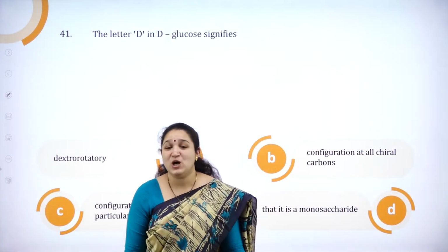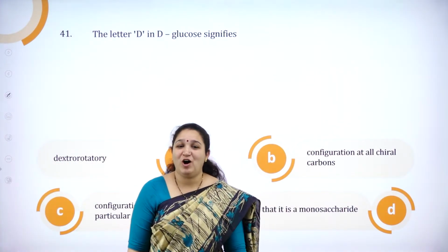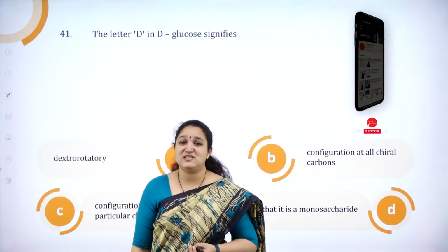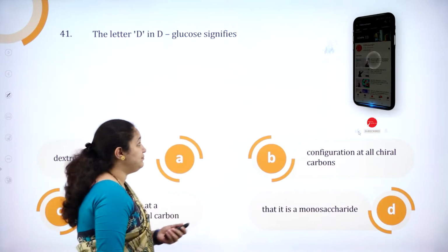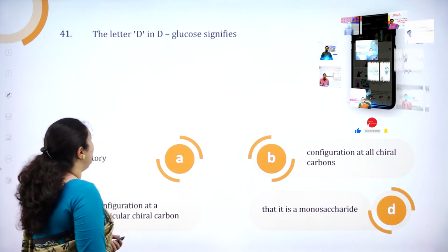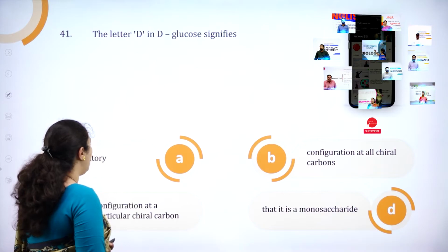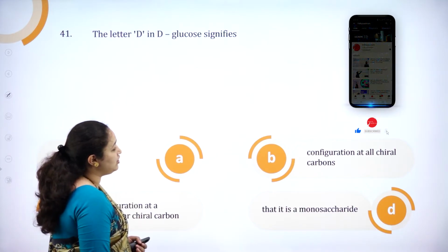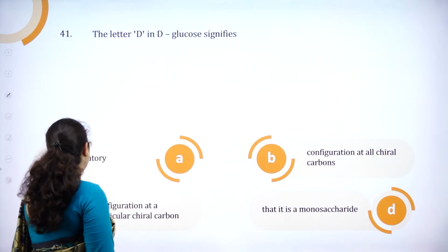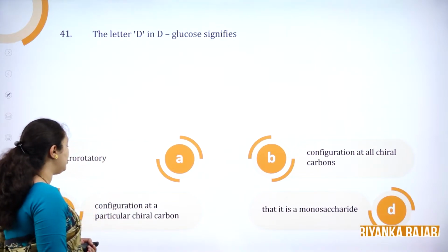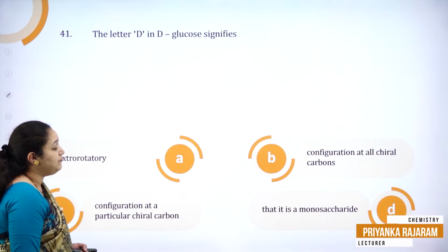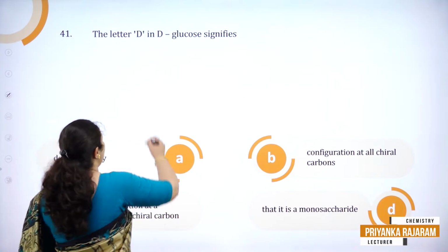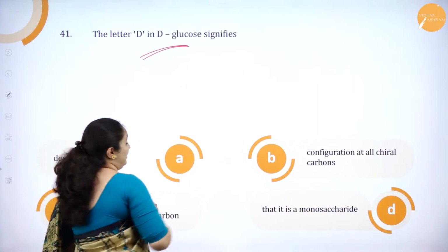Hello my dear students, welcome back to part C of Karnataka CET 2010 question paper. We shall start with 41st question. The letter D in D-glucose signifies option A, dextrorotatory, option B, configuration at all chiral carbons, option C, configuration at a particular chiral carbon, option D, it is a monosaccharide. So what is that they are asking? They are asking what does this D mean?